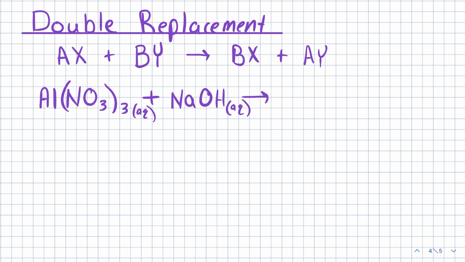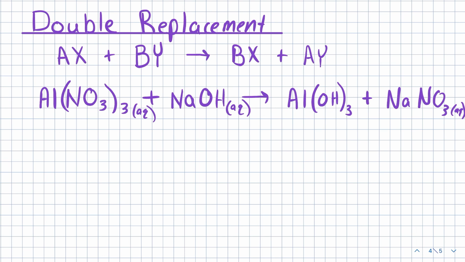So now for my double replacement, my aluminum is now going to be with my hydroxide. My sodium is now going to be with my nitrate. And so with this, like I said earlier, nitrate is always going to be aqueous. So I'm going to write aqueous before I even do anything else. Hydroxide, we're going to use our solubility of ions chart. Solubility of ionic compounds, sorry.